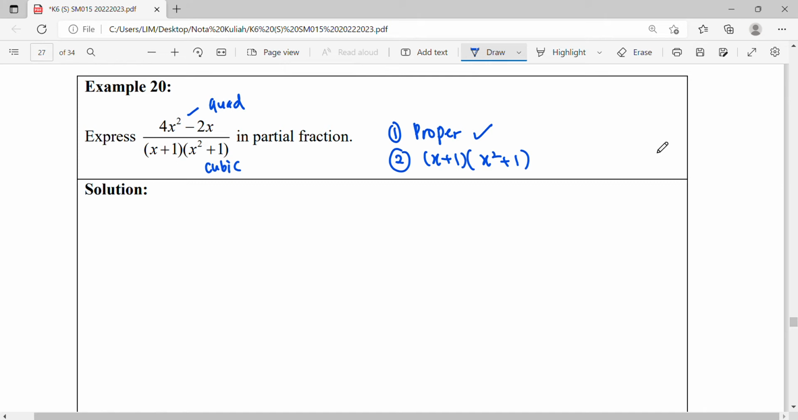So that means this quadratic cannot be factorized anymore. So that will be a quadratic factor. As long as it cannot be factorized anymore, then we will let it like that. So then we can continue for our step 3, start our partial fractions. Step 3 and step 4.